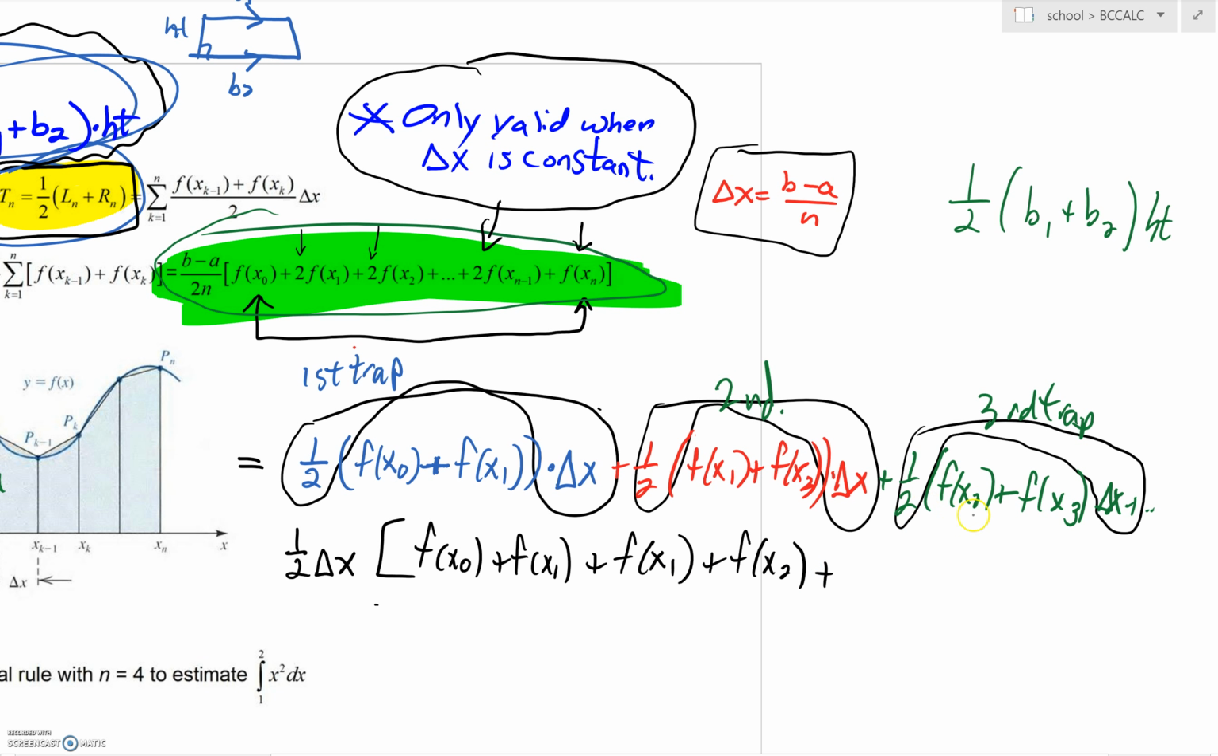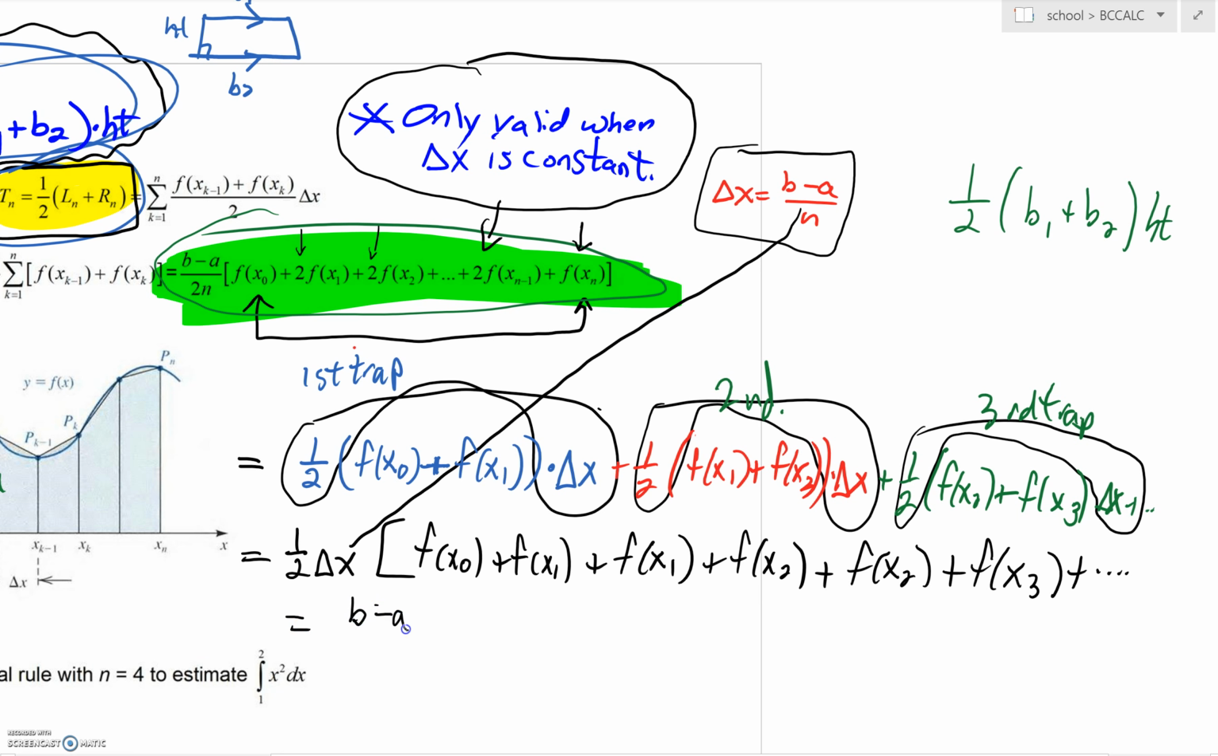Let's go to our third trapezoid in green. Well, we'd have an f of x2. Oh, another f of x2. Look at that. Plus f of x3, and so on. Well, we're almost done. Remember, delta x was b minus a over n. If I multiply that by 1/2, I'll have b minus a all over an n, but I'll also have a 2 down there.